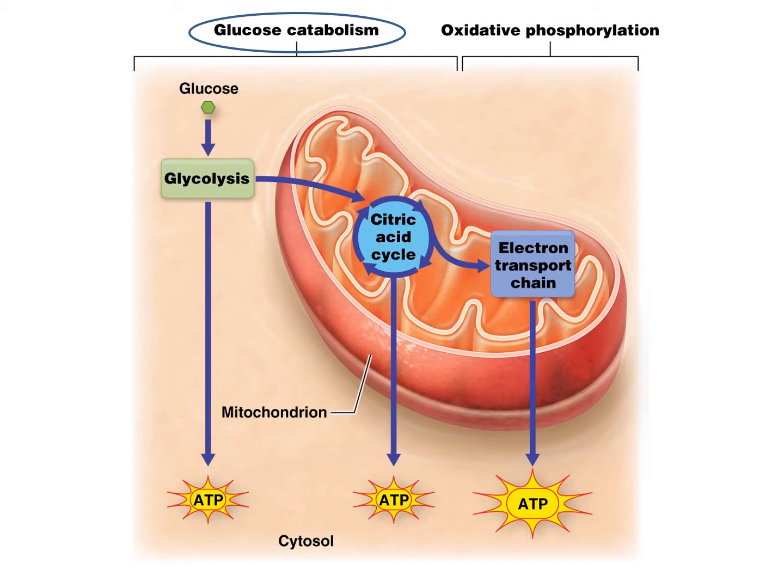So in this picture here, we show on the left side glucose catabolism. We can see glycolysis occurs in the cytoplasm. We're going to get some ATP out of it from the breakdown of glucose. And the citric acid cycle occurs in the mitochondrial matrix, and we're going to get ATP from there as well.